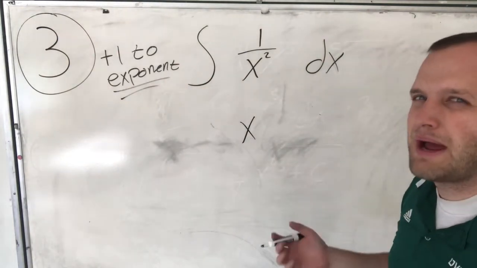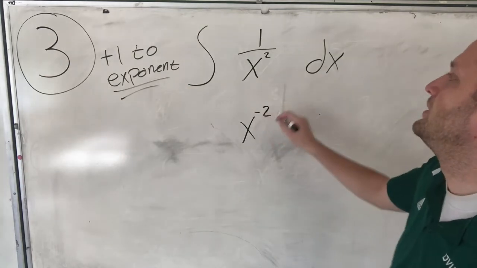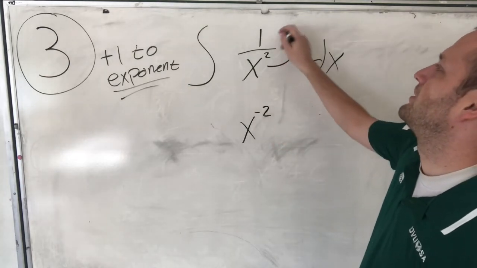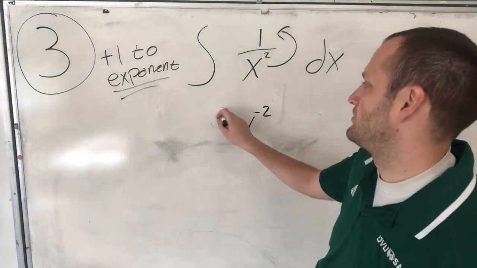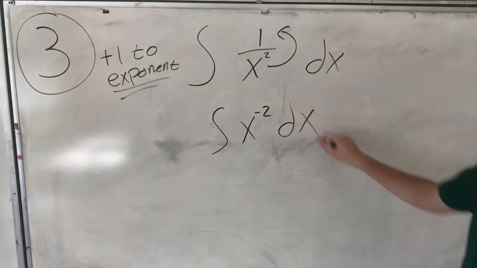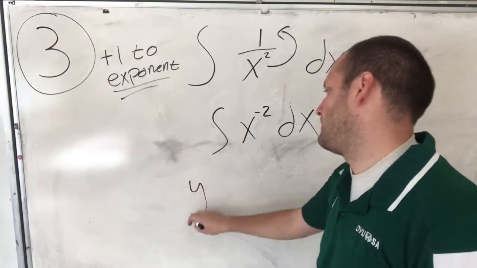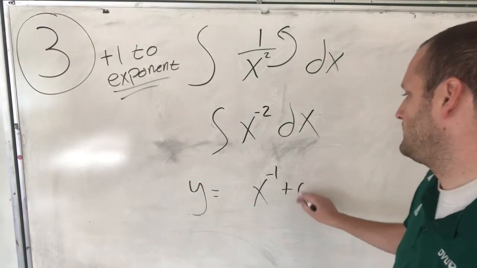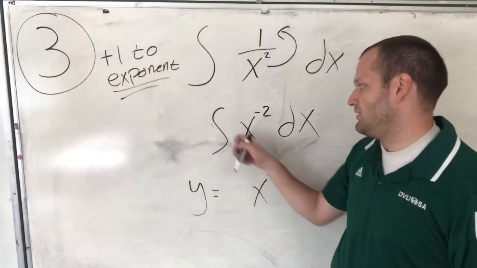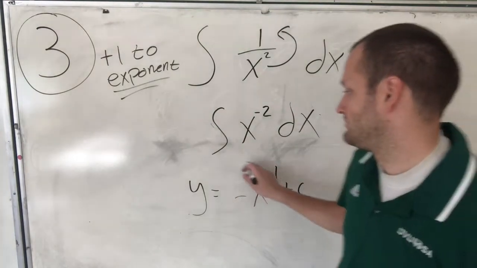Okay, well, what power is it? It's x to the -2. If you ever need to bring something from the denominator into the numerator, you just make its exponent negative. Okay, just a little reminder, dx. Now I integrate y equals x, I add 1, that gives me -1 plus c. -1 times what is 1? -1.